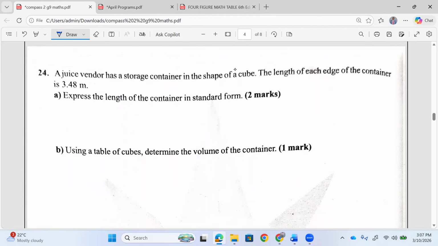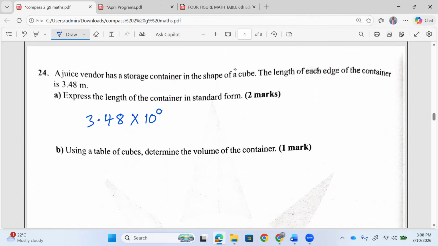Looking at 24 now, a juice vendor has a storage container in the shape of a cube. Now the length of each edge of the container is 3.48 meters. Express the length of the container in standard form. You see, this is already starting with one significant figure, then the decimal point, meaning that in standard form, it shall remain the way it is, because to write in standard form requires us to start with only one significant figure, then a decimal point.